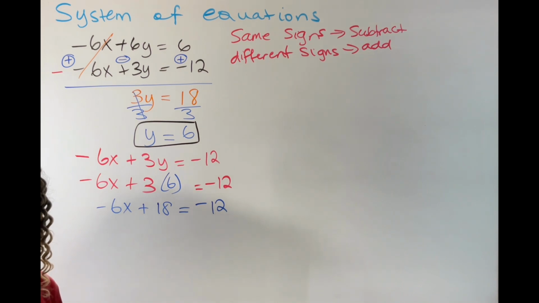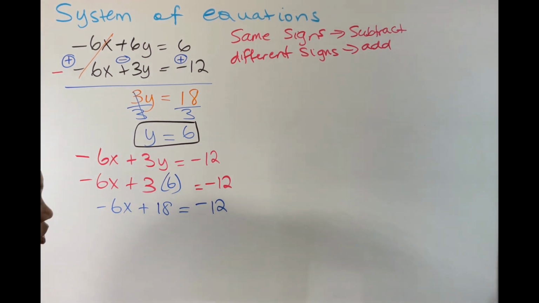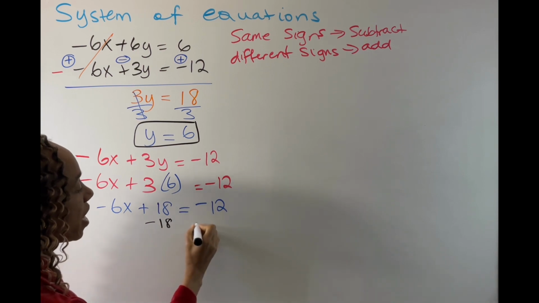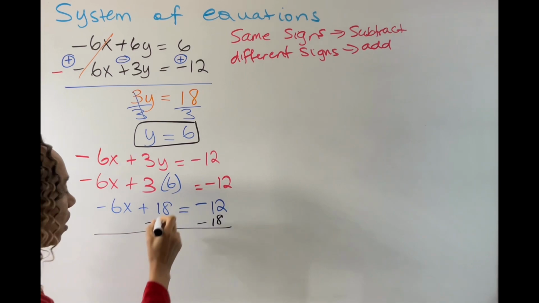In order to solve for x, you have to get rid of what is added onto the x. So you need to get rid of that and take that 18 over to the other side. So the inverse of plus 18 is minus 18. What you do on one side, you must do on the other side.